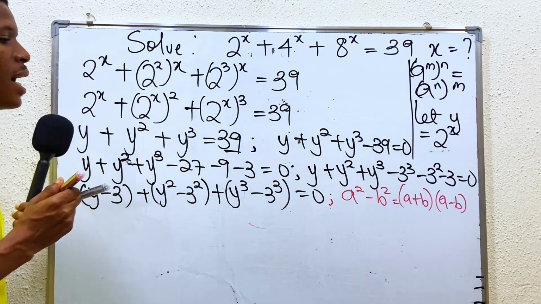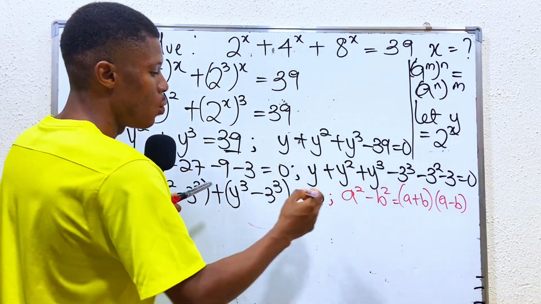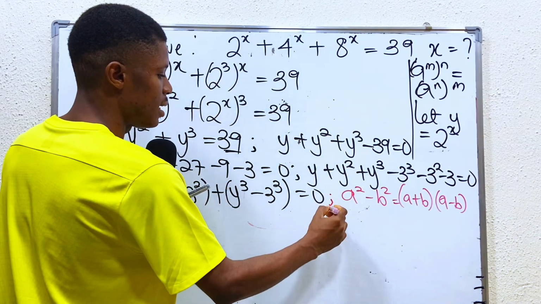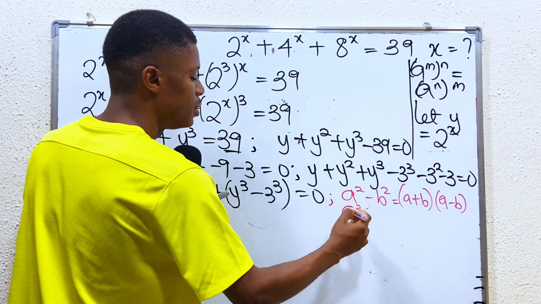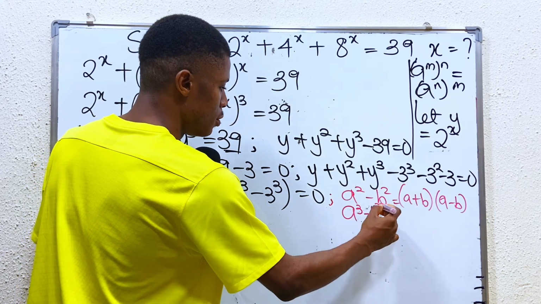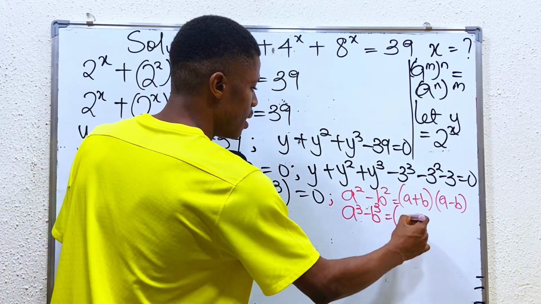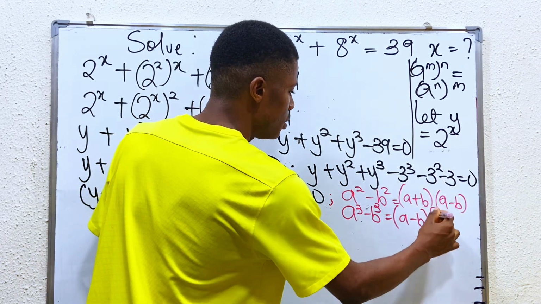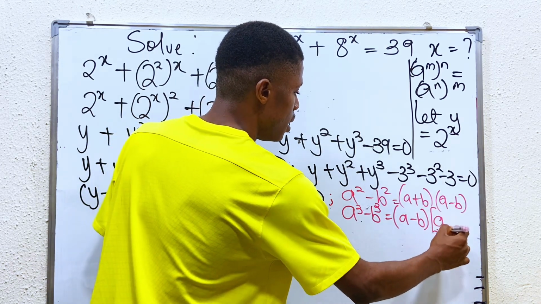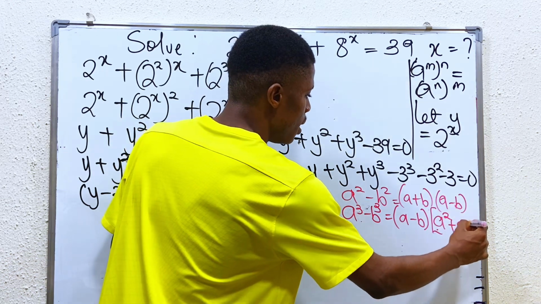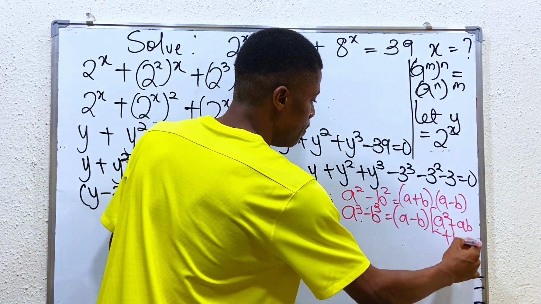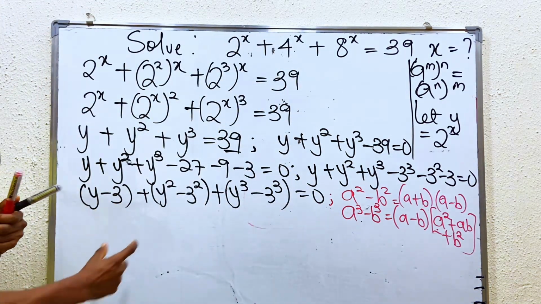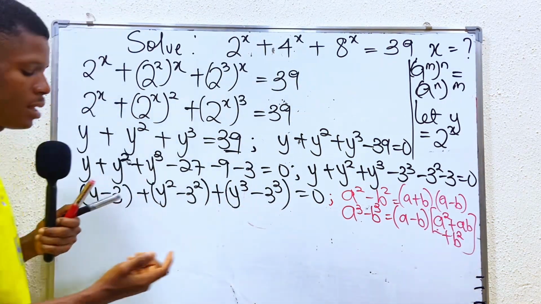We also have another identity which says that when we have a cubed minus b cubed, that is the same thing as a minus b into another bracket of a squared plus ab plus b squared. This is how the identity is. So we apply it here, and that's all.